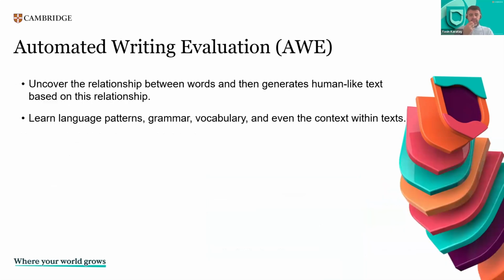And another example for the AWE technology is large language models that I mentioned earlier, like ChatGPT. So how does this type of generative AI work? It basically uncovers or tries to understand the relationship between words, and then it generates human-like text based on this kind of relationship. So it also learns language patterns, and grammar, and vocabulary, and even the context within the texts.